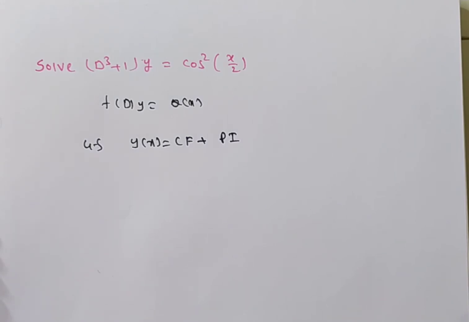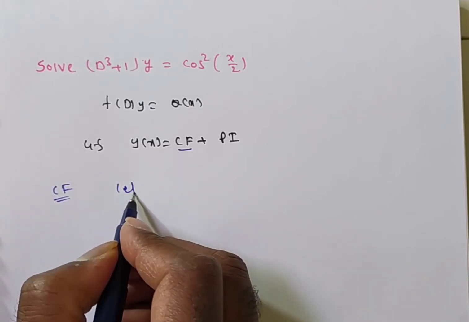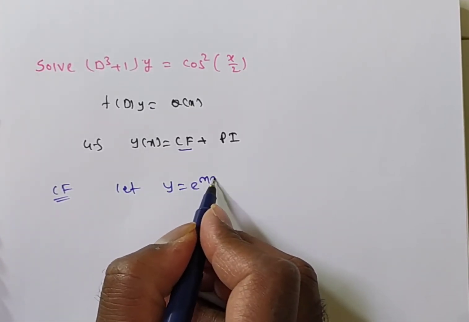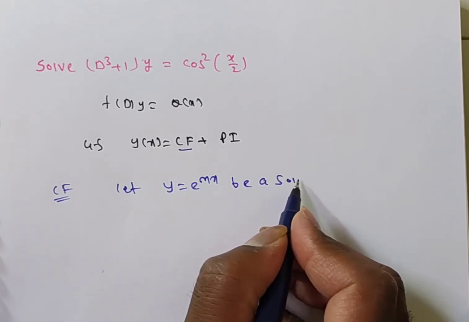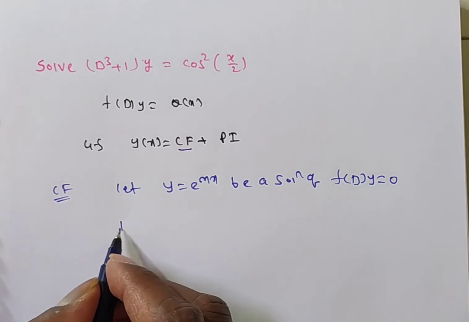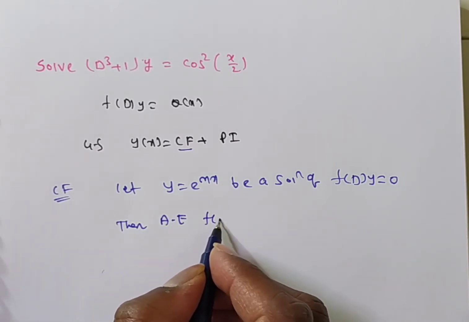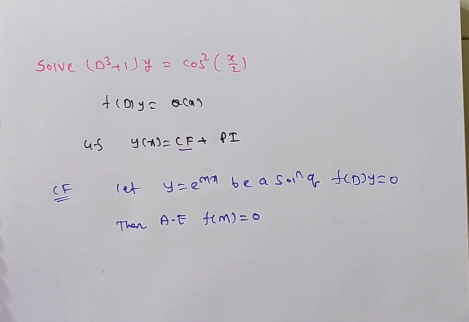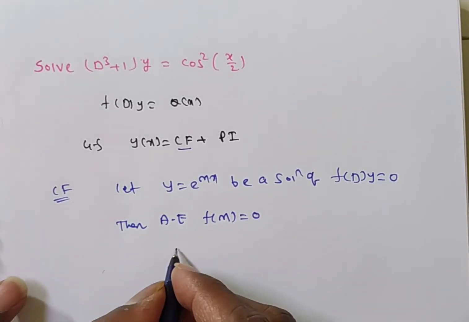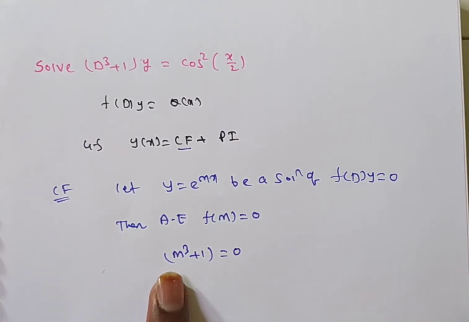So first we have to find out the complementary function. How will we find out the complementary function? Let y = e^(mx) be a solution of f(D)y = 0. Then we will have the auxiliary equation, or helping equation, f(m) = 0. So the auxiliary equation here is m³ + 1 = 0. Now you observe, m³ means it is a cubic polynomial equation, so we have to solve this one.